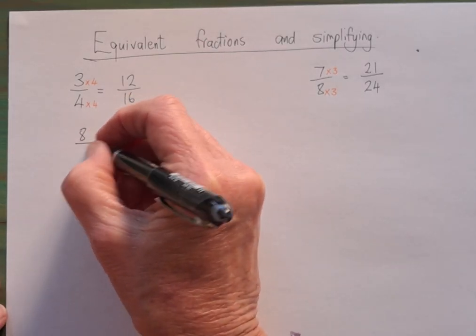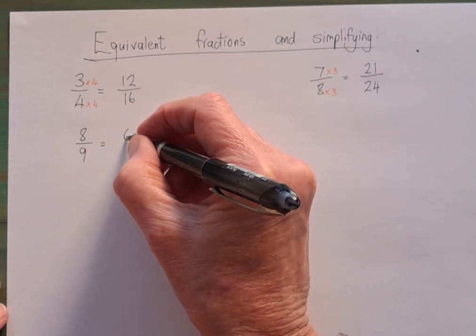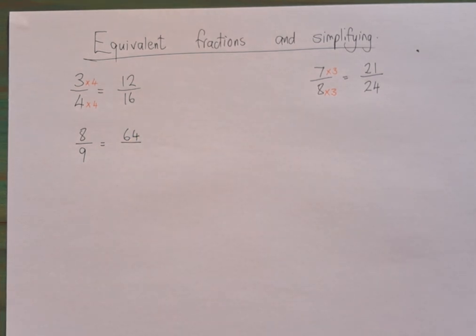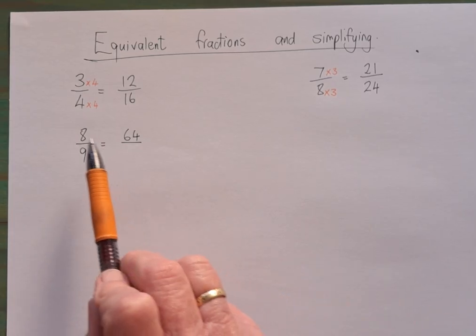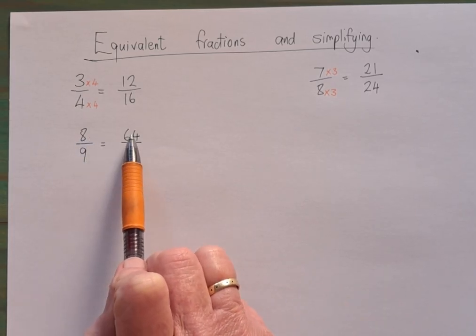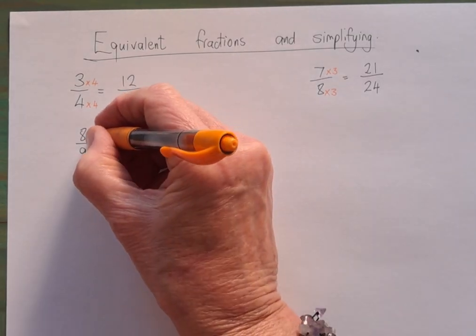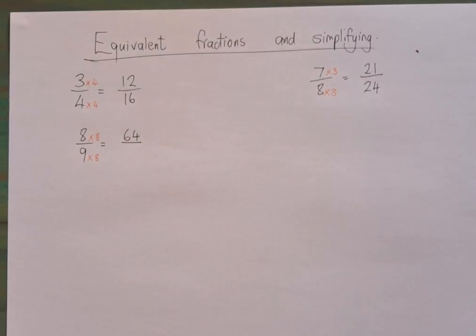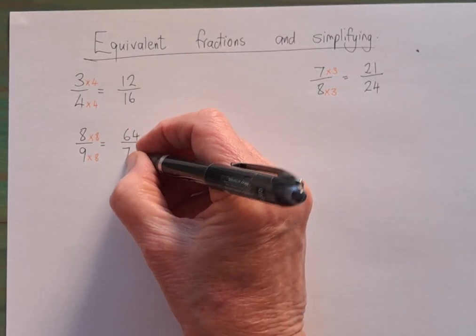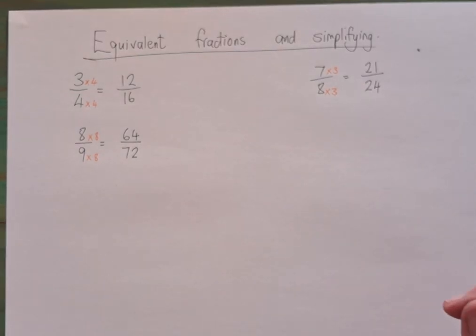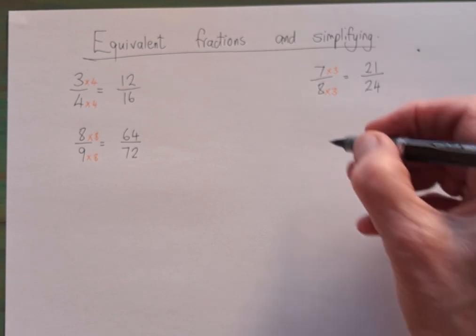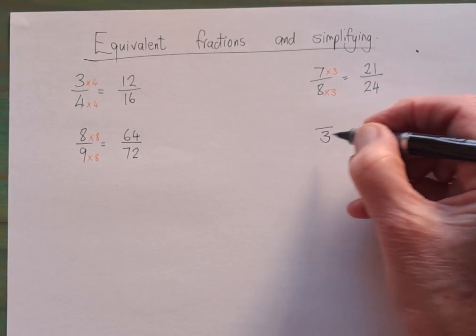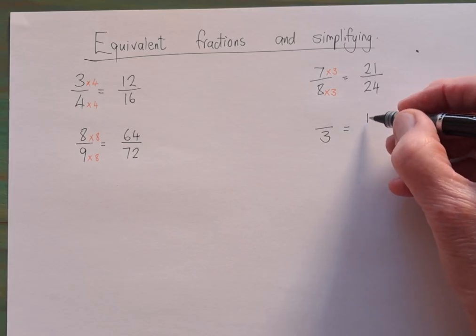If I was given 8/9 equal to 64 over something. So again, the numerator is where I have all the information, so that's where I'm going to start. And I've got to say 8 times what gives me 64? 8 times 8. Whatever I do to the numerator, I have to do to the denominator. And 9 times 8 is 72. I hope you're shouting out the answers before I even say them, because I hope you're improving your tables knowledge every single day.